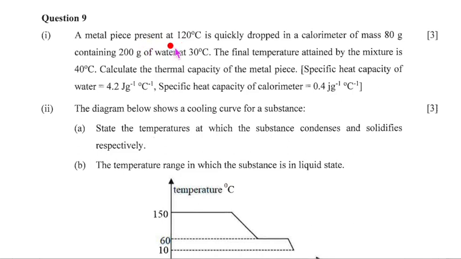A metal piece at 120 degrees C is quickly dropped in a calorimeter of mass 80 gram containing 200 grams of water at 30 degrees C. Final temperature attained by the mixture is 40 degrees C. Calculate the thermal capacity, which is M into C. SHC of water is given. SHC of calorimeter is given.